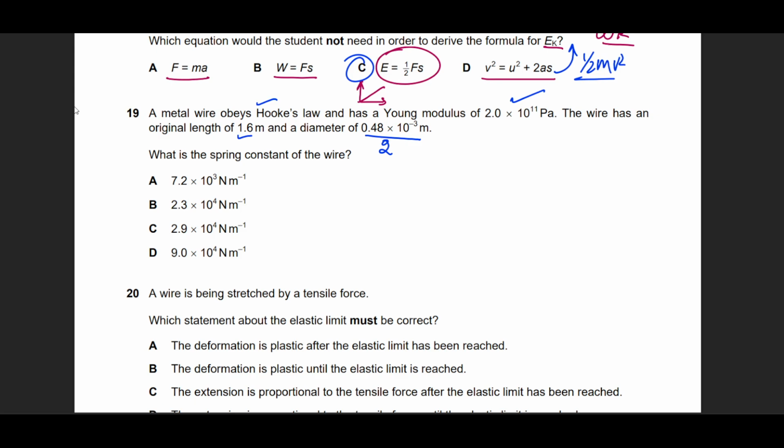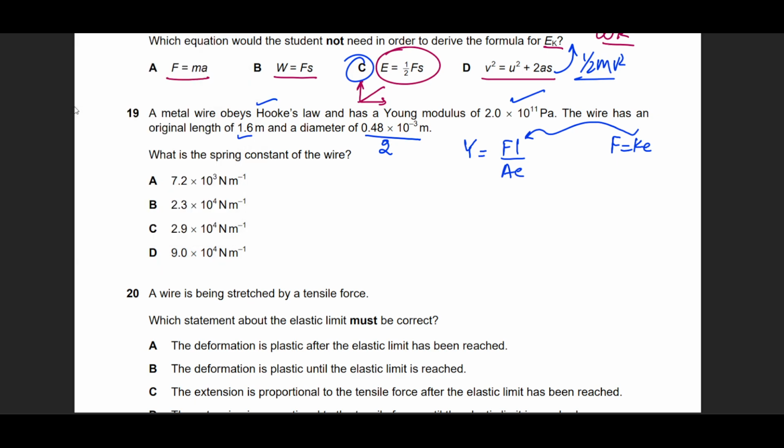Okay, let's look at the question. So this will be Young's modulus equals FL over AE. Now, if I look at the force constant, which is F equals KE, I can replace it in this formula. By the way, this formula is actually a shorthand of Young's modulus, which is stress over strain. So that becomes force over area divided by extension over length. You can simplify this to look like this.